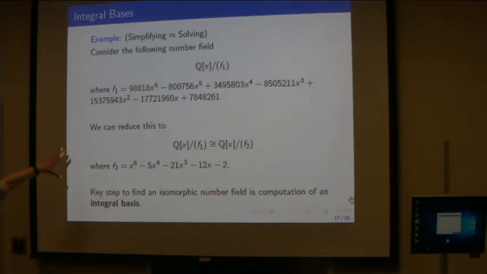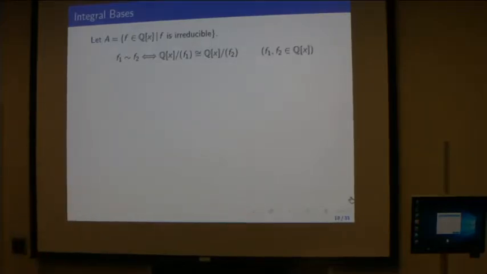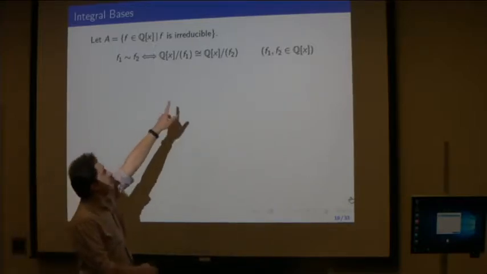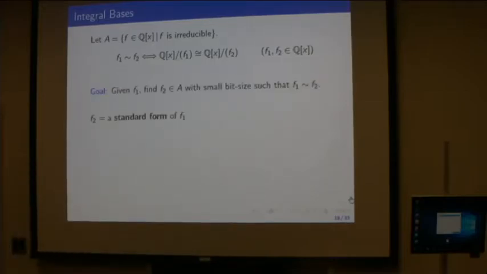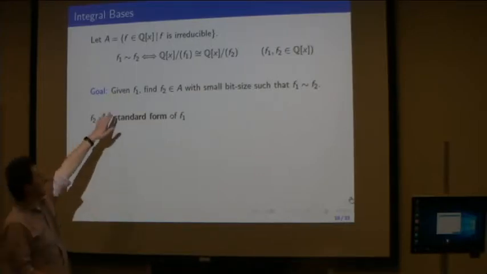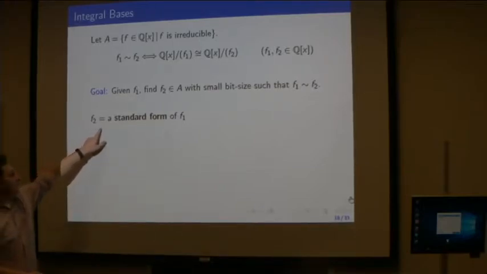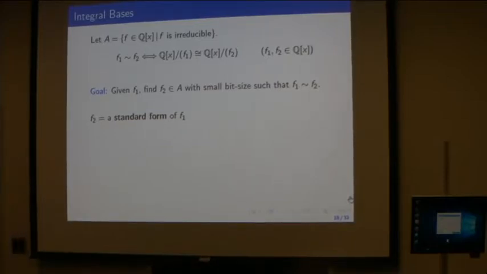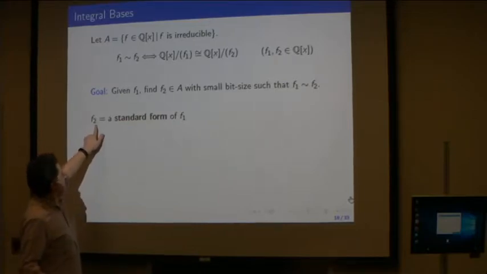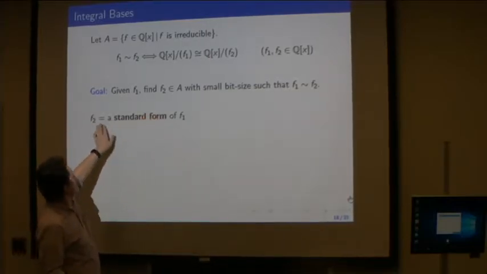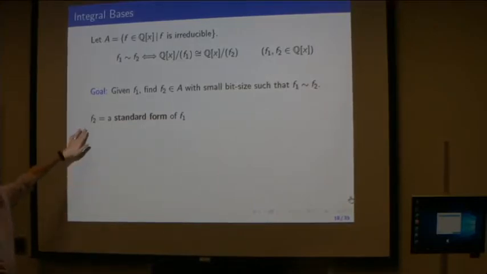So this is an example, but in general we have this set. A is the set of irreducible polynomials, and we have this equivalence relation. F1 is equivalent to F2 if and only if these two number fields are isomorphic. So the goal in the previous slide was, given F1, find F2 with small bit size such that F1 and F2 are equivalent. So I will call F2 a standard form of F1. We have more than one F2. Those F2s will be called standard forms of F1. These F2, these irreducible polynomials, are equivalent to F1, but they have smaller coefficients. Does the isomorphism there only mean that they have the same dimension over Q?